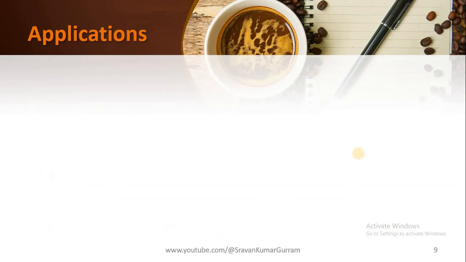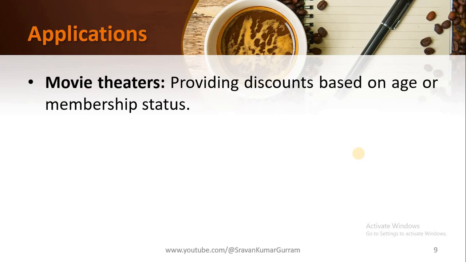See the applications where we use simple if statement in real time. We can use the simple if statement in the movie theaters. For example, if you want to provide discounts based on age or based on the membership status, you can use if statement.